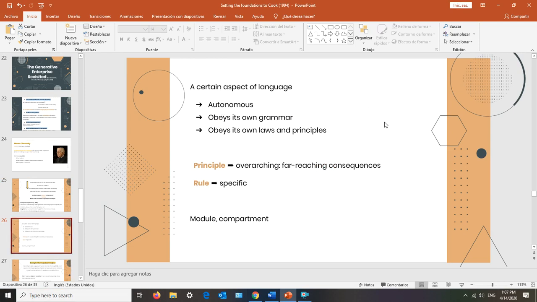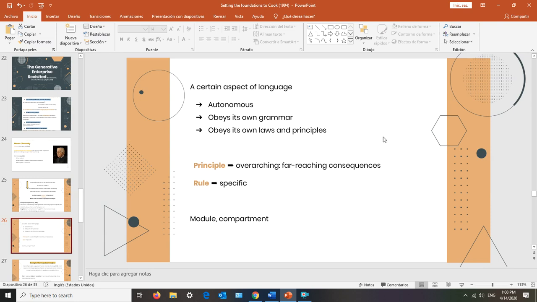So certain aspects of language, it is an autonomous module. It is separated from other cognitive modules. This is his postulate that there is this modular understanding of language, and that language belongs to one of the modules that make up our cognitive abilities as human beings. That a language obeys its own grammar, it obeys its own laws and principles.